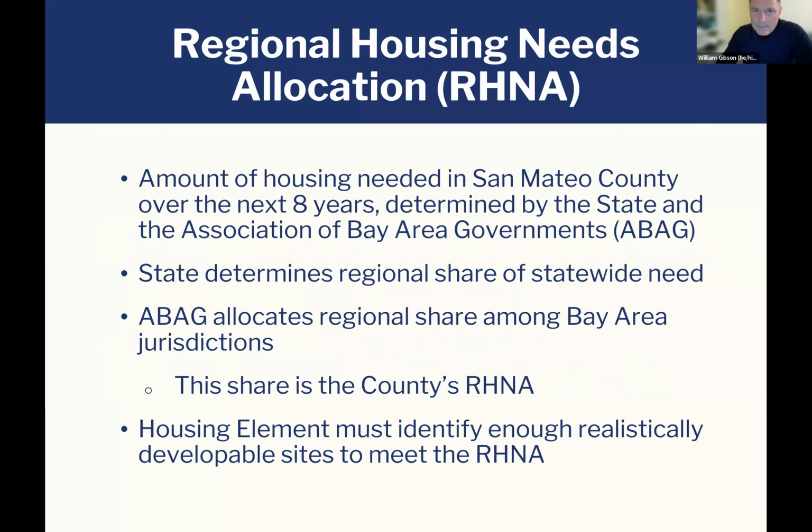So the regional housing needs allocation is the amount of housing needed in the county over the next 8 years, determined by the state and by the Association of Bay Area Governments. The state determines the region's share, and then ABAG allocates that share among all the jurisdictions. And our share of that is the county's RHNA. So the housing element must identify enough developable sites and or pipeline production and projected units, ADUs and other units to meet the RHNA. If we do not, we have to take affirmative measures to increase our capacity, which generally means rezoning.